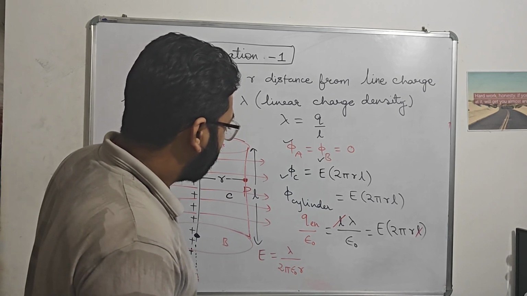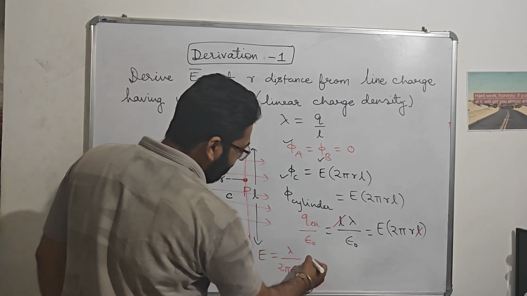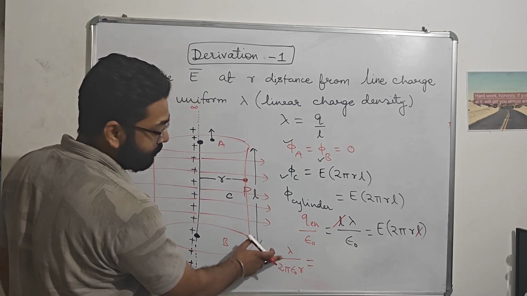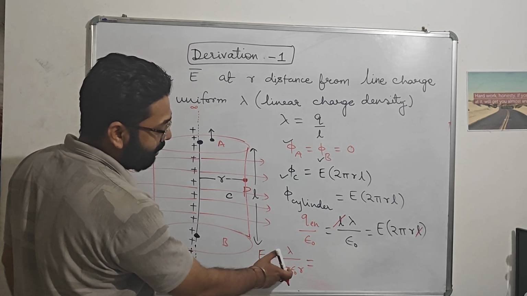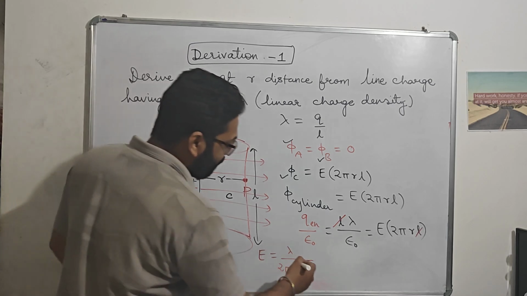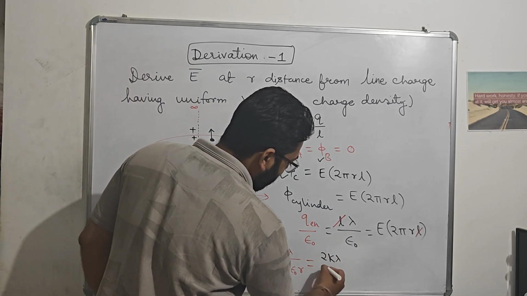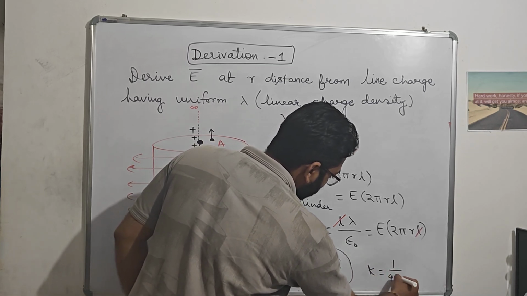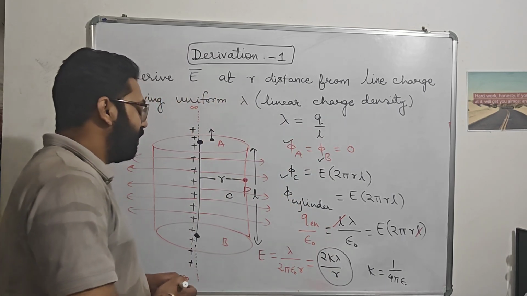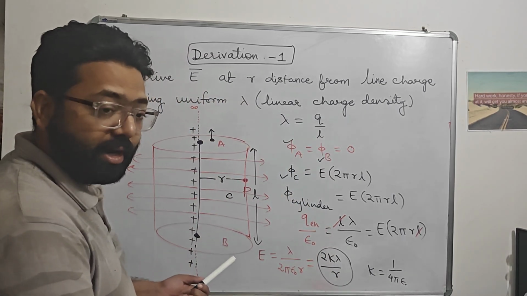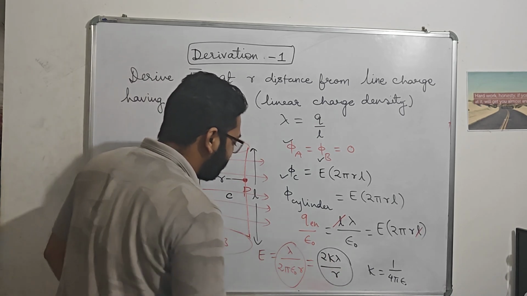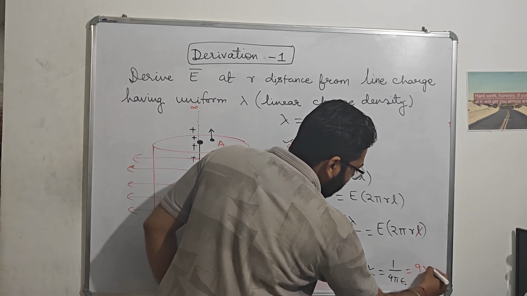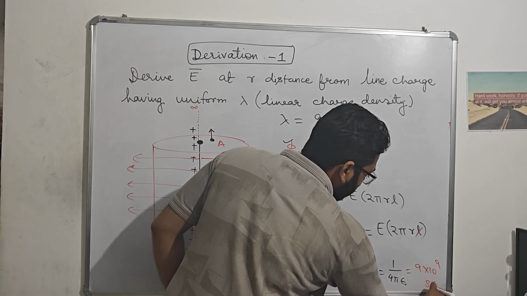Okay. So this can also be written as, multiplying 2 to both sides, 2 and this is 2, so that becomes 4. So that can be written as 2 k lambda upon r, where k is equal to 1 upon 4 pi epsilon naught. Okay, so this was the final answer. You can remember this as well as this, and this k can be written as 9 into 10 raised to the power 9 in terms of SI units.